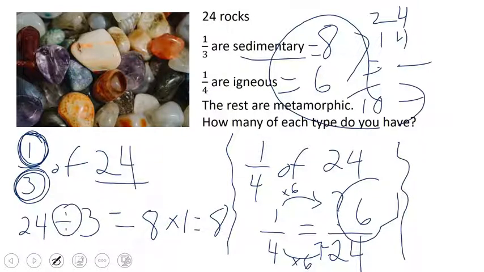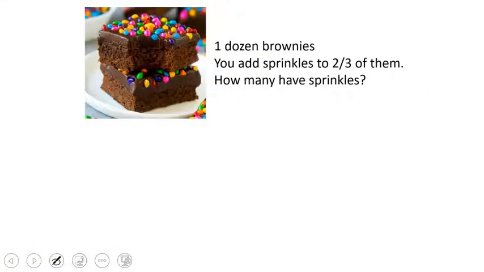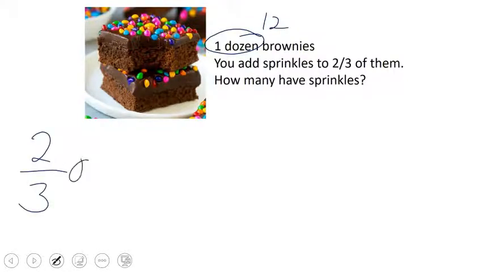Let's take a look at another example. In this example, let's say that you decide to make brownies. You make 1 dozen of them. Remember, 1 dozen is the same as saying 12. You add sprinkles to 2/3 of your brownies. How many have sprinkles? Well, we have 2/3 of your 12 brownies. Now, I've already shown you how to use division and how to use equivalent fractions to solve these kinds of problems. Here's one more method. That is using multiplication.